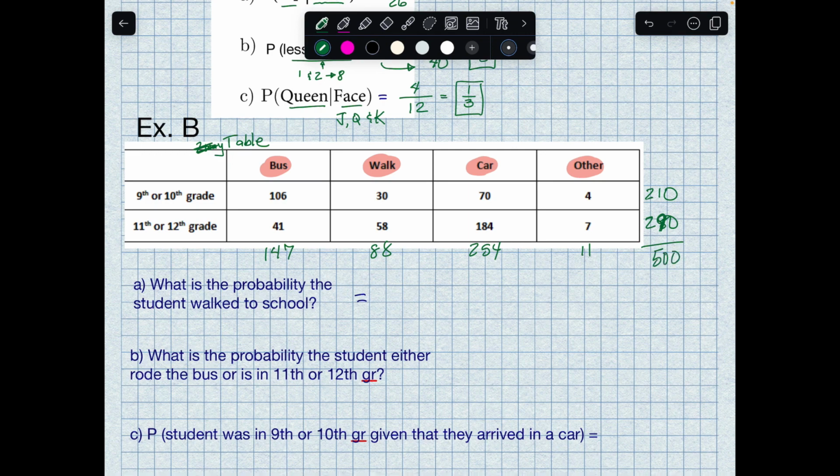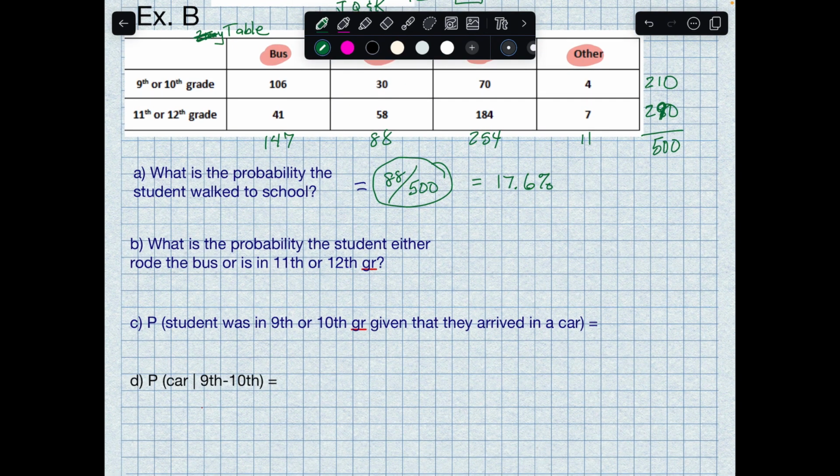All right. What is the probability, first question, that the student walked to school. Notice there's no given that. It's just a simple probability. This is from like lesson 5.1. Well, how many total kids walked? Well, we have 88 kids that walked out of 500. We don't need to reduce that ratio, just leave it there. Okay. You could change this into some sort of decimal, I think this is like 17.6%, but not necessary.